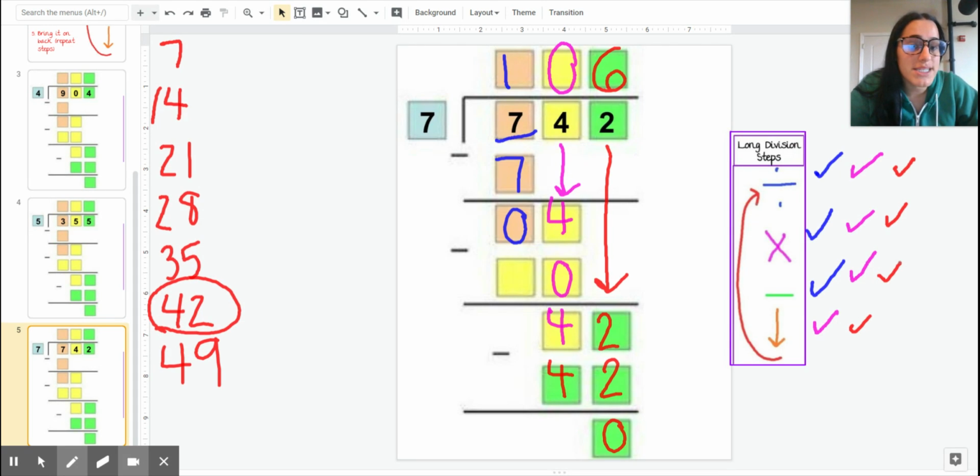I don't have any more digits left over to bring on down, so that means we are done solving this problem. So 742 divided by 7 gives us 106. So we don't have any remainders. And you'll notice in your assignment today, your answers should not have any remainders in them.